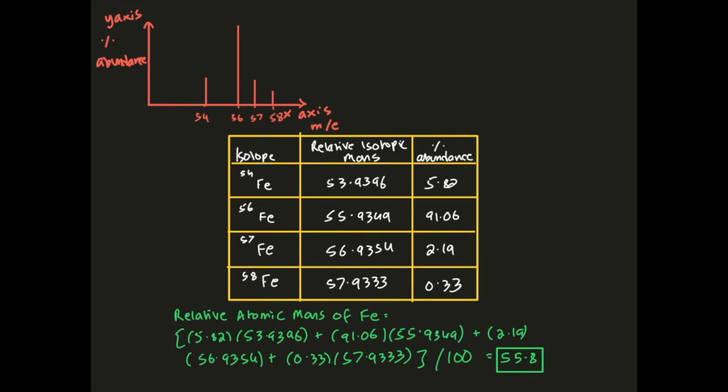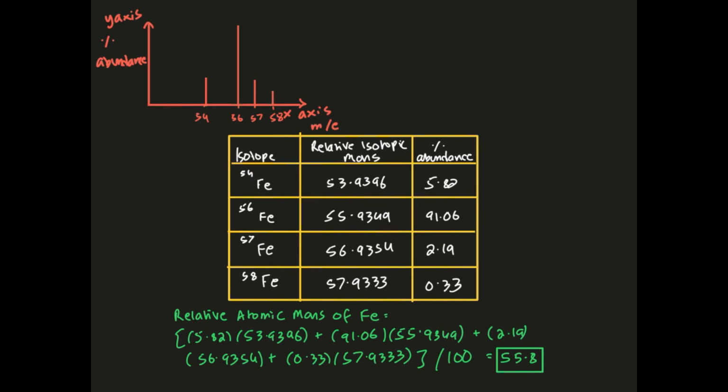For 54, the percentage abundance is going to be 5.82%, as it's shown in this table over here. For 56, the percentage abundance is going to be 91.06%. For 57, it's going to be 2.19%. And for 58, it's going to be 0.33%.